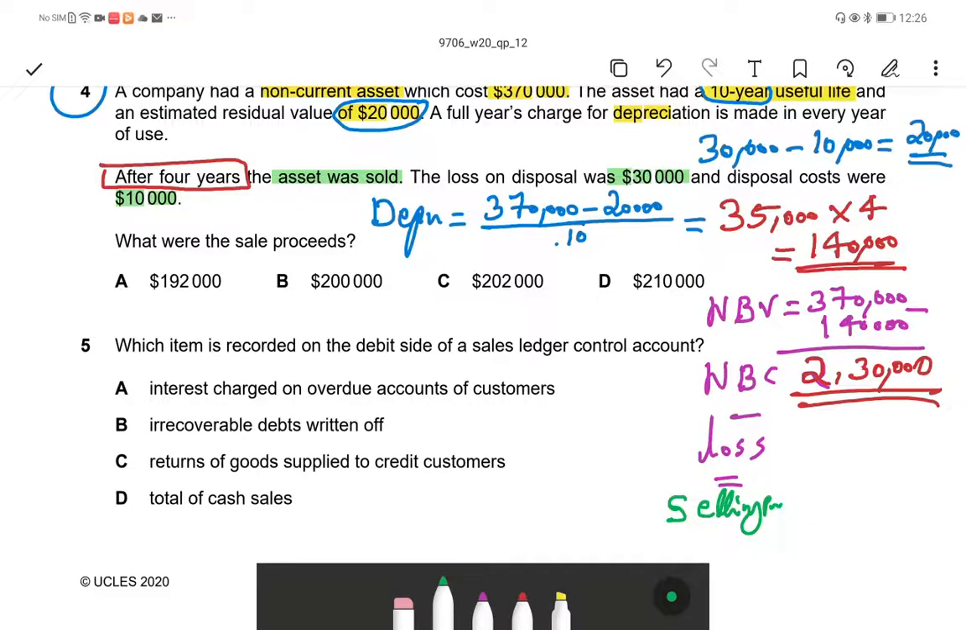So what is the loss? This loss is included with the disposal cost. So without disposal cost, it is 20,000. So 2,30,000 minus 20,000 is equal to 2,10,000, the selling price. So the correct option is option D.